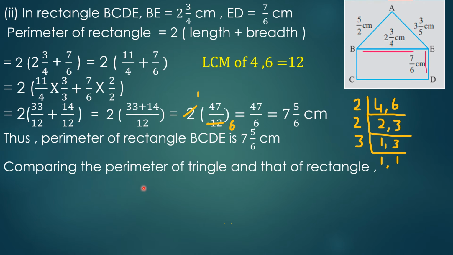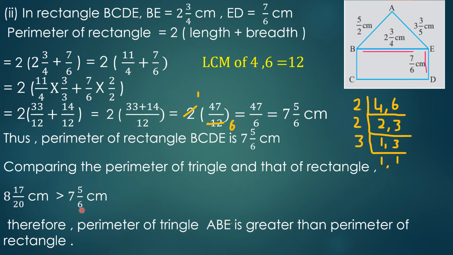Okay, now compare the perimeter of a triangle and that of the rectangle. What is the perimeter of the triangle? 8 17 by 20, and perimeter of a rectangle is 7 5 by 6. Therefore 8 17 by 20 is greater than 7 5 by 6 centimeter. Therefore the perimeter of a triangle ABE is greater than perimeter of the rectangle.